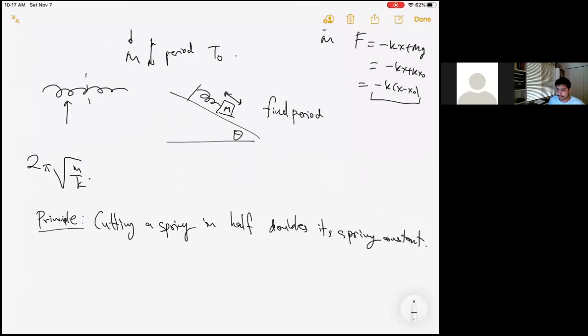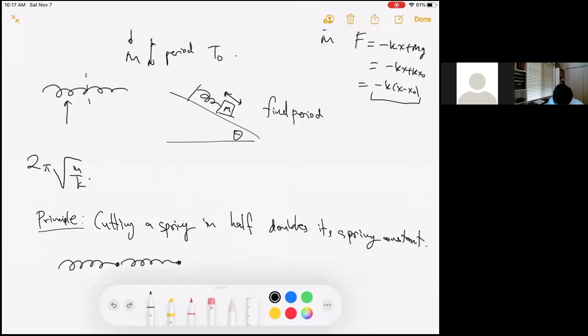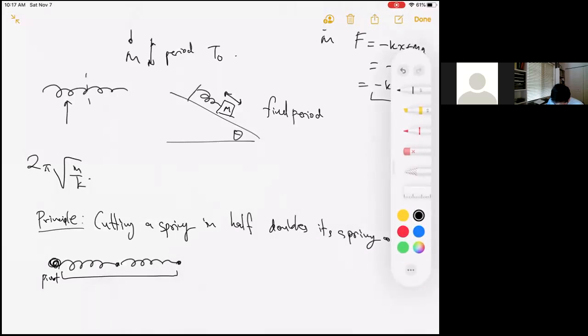The reason for this is, let me just go over the reason. If you have a spring made up of two halves, like this, and let's say this is relaxed. This is the pivot. This is relaxed. Then we extend it by x. So now this is extended by x. Then what's going to happen is that each piece will extend by x over 2.